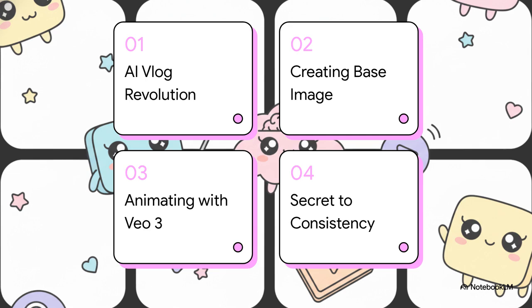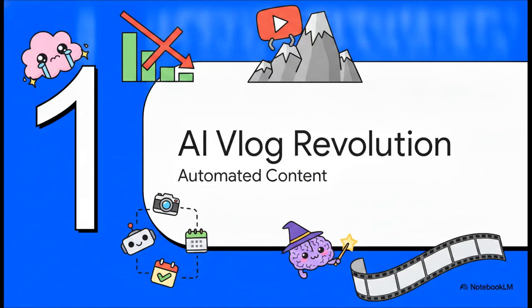All right, so here's our roadmap for the explainer. First, we'll look at the AI vlog revolution. Second, creating the base image. Third, animating with VO3. And finally, the absolute secret to consistency. Kicking things off with Section 1, the AI vlog revolution.